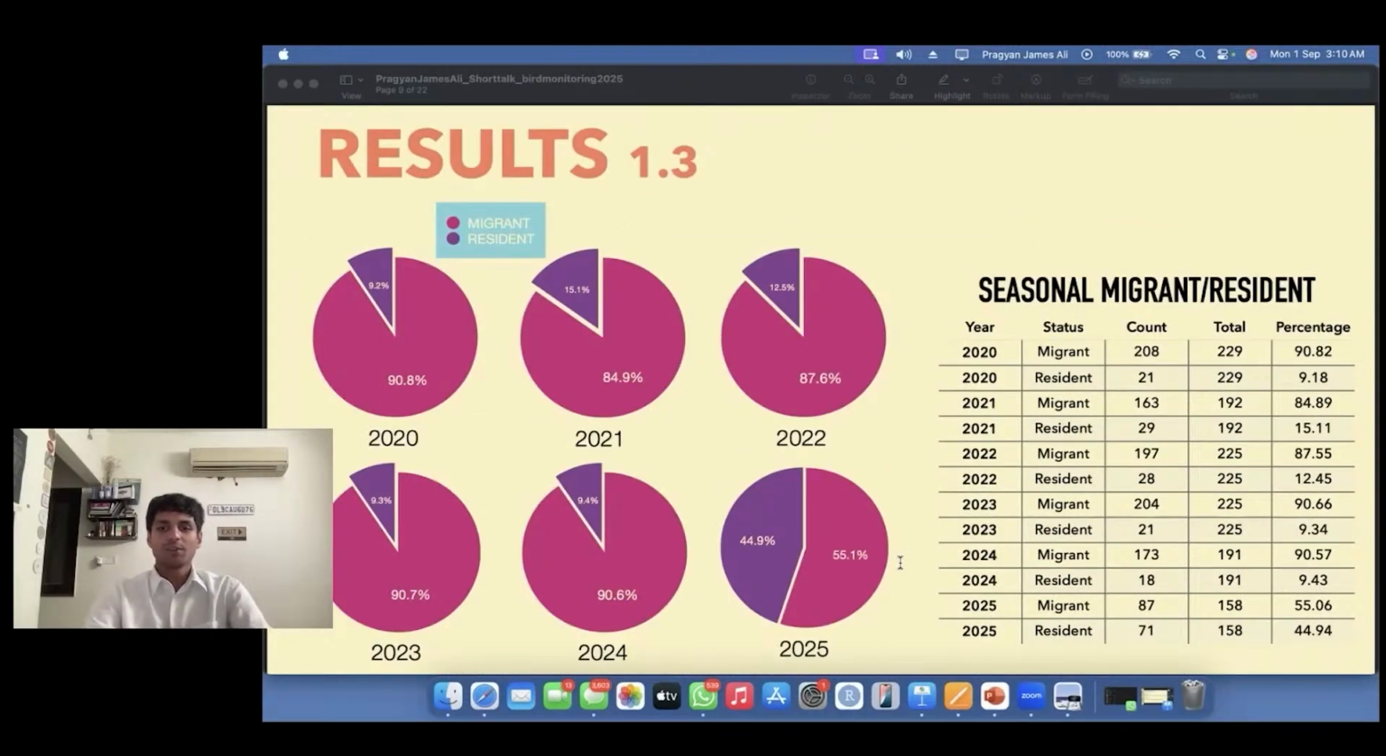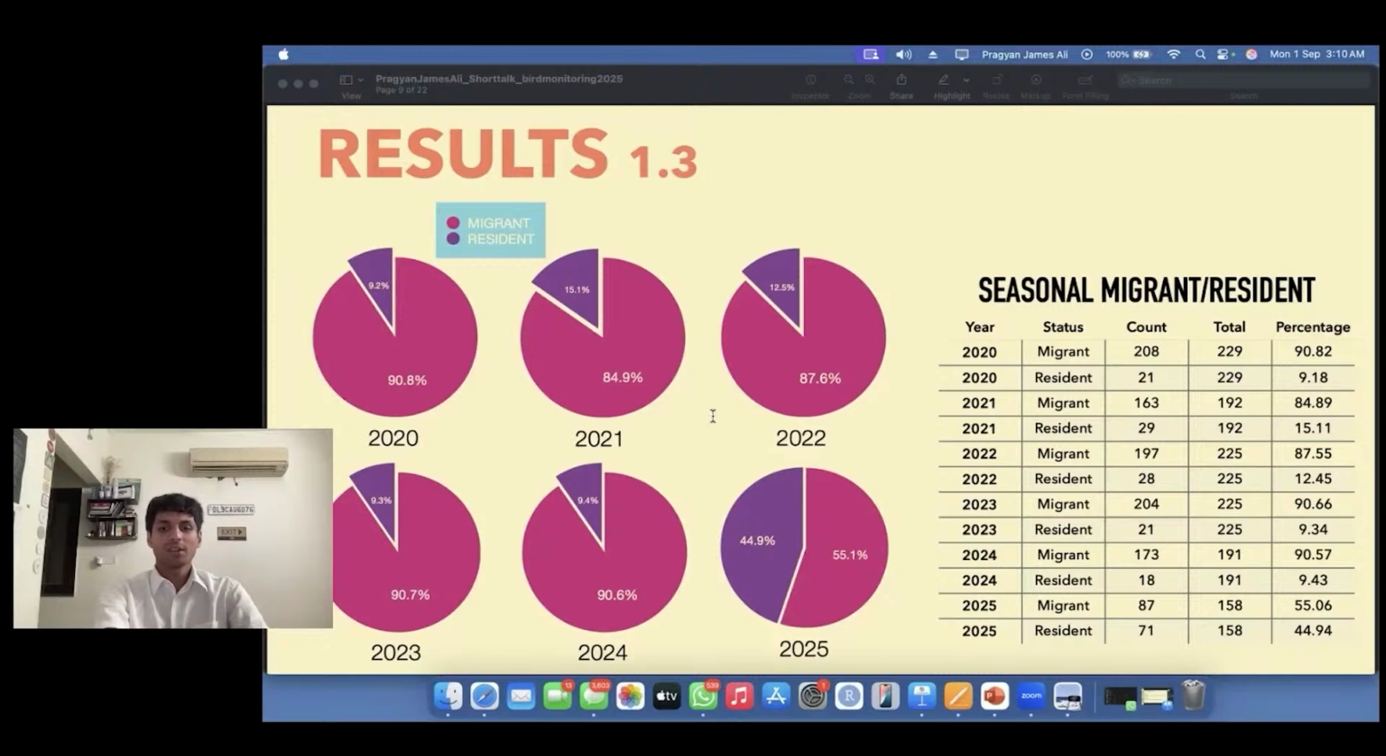The next thing I tried to do with the eBird data was see seasonal migration and residency of the birds. For this, I looked at all the data points and checked the presence and absence of a species during one season. The result was that in the years 21 and 22, we saw a good increase in the resident population from the 9.2% in 2020. However, the numbers reduced back to 9.3 and 9.4 in 23 and 24. I believe this happened again due to the COVID situation and restrictions.